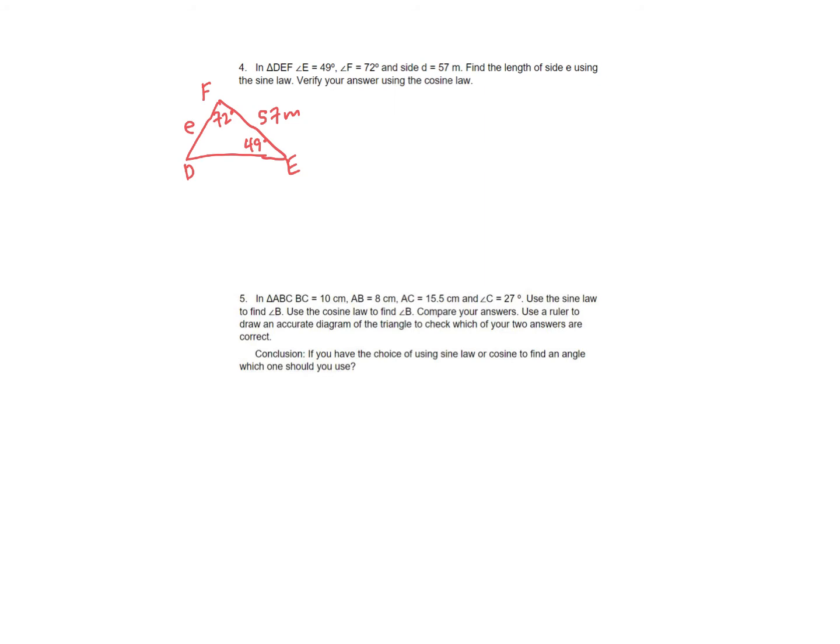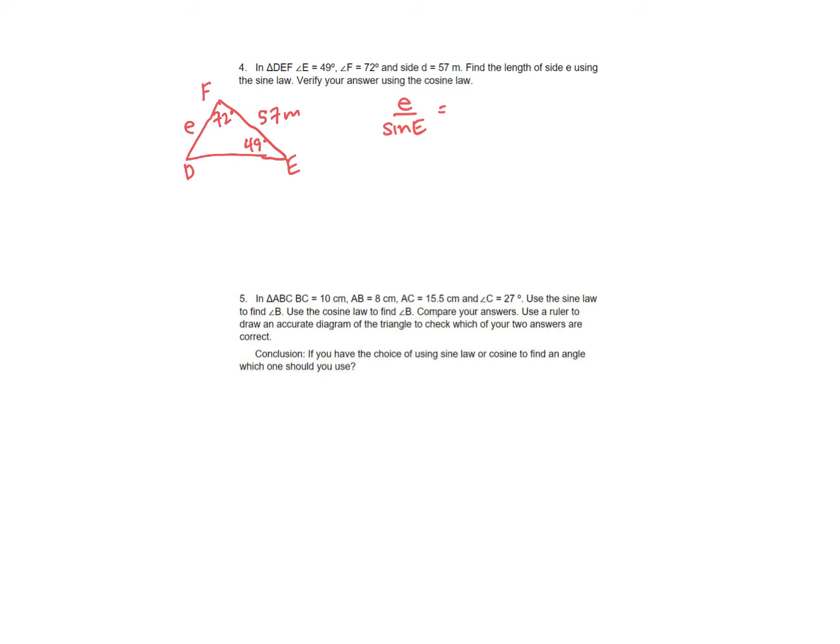Okay, so in order to use sine law, you have to have a complete ratio. So I see that I have angle E and I'm looking for side E. So I will use E over sine E. I have side D and I have angle F. So I don't have a complete ratio there, but I could determine angle D by using the fact that the three angles add up to 180. So if I subtract 72 and 49 from 180, I will be able to determine angle D.